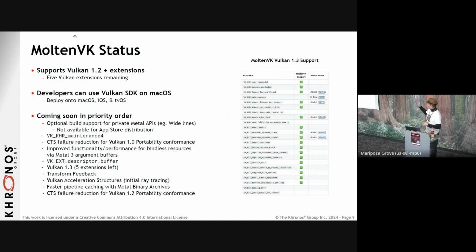Vulkan 1.3, which I've mentioned already. We've got 5 extensions left. Transform feedback PR, the initial drive towards ray tracing with acceleration structures, again, an open PR that's being worked on. So we should see some of these come to fruition in the next few months. There's some improvements in terms of caching performance. And finally, once we get the Vulkan 1.0 CTS test down to 0, we'll start focusing on bringing the current functionality, 1.2 or 1.3, down to 0 as well in terms of CTS conformance.